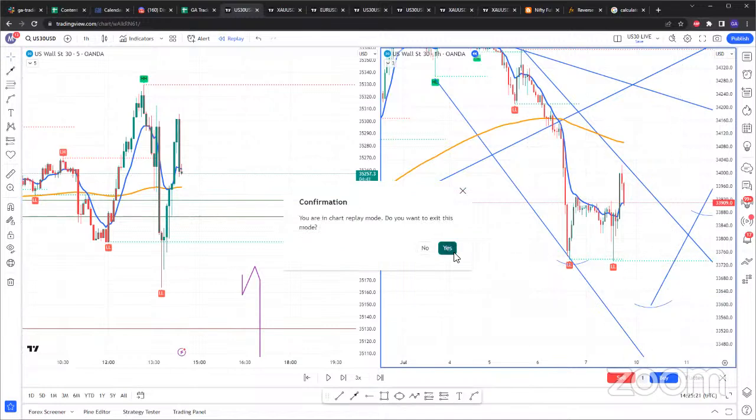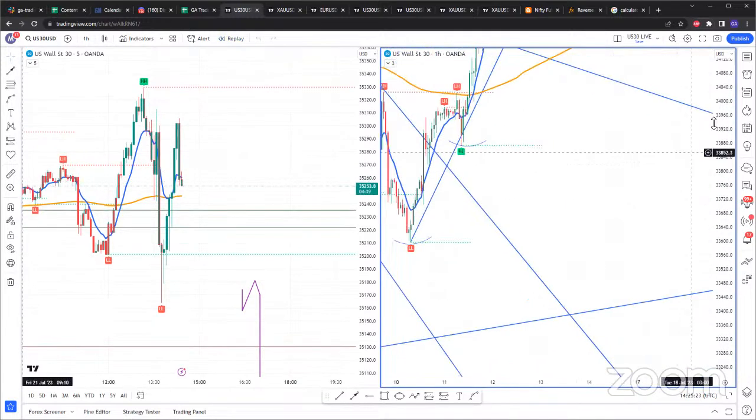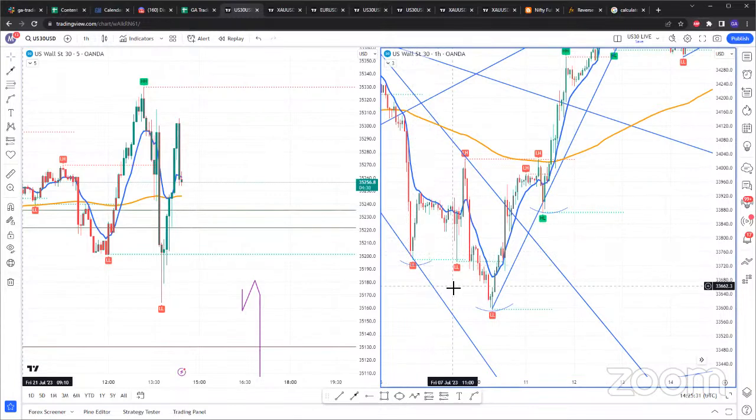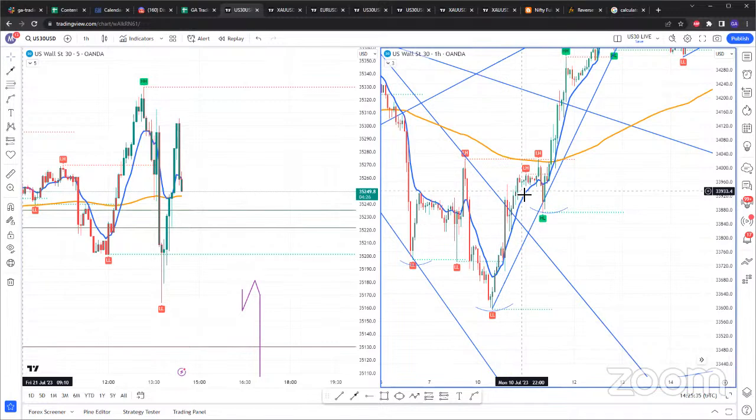So after the head was formed, and after price broke out of this region, I knew, okay, what do I see here? I see a possible left shoulder, a possible head. And then knowing that we are breaking out, I did anticipate a possible right shoulder.